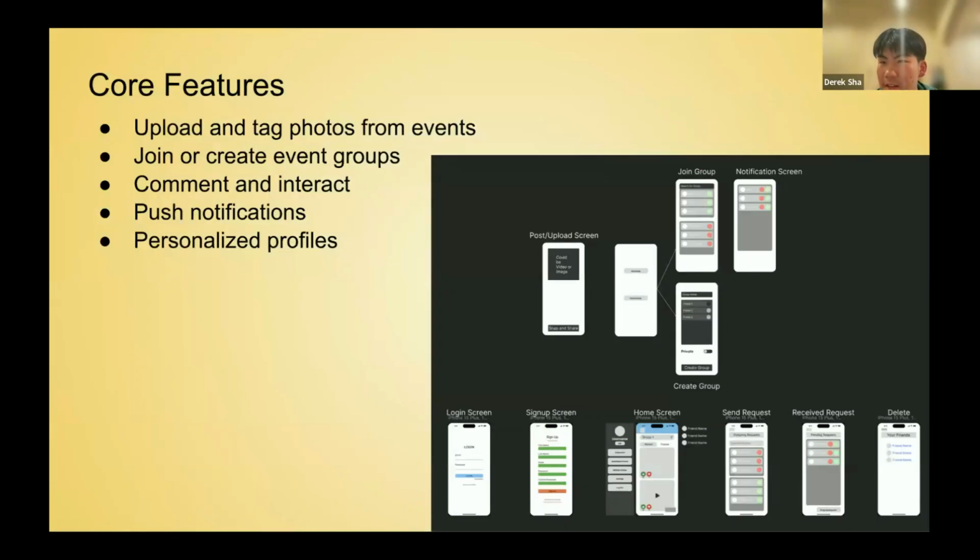All right, now moving on to the app's core features. MemoLens offers the following key features. You can upload and tag photos, making them very easy to organize. You can also join or create groups, whether for a school event, a club, or a grade level. You can interact with other students through comments and reactions. You also get notifications when new content is posted. And finally, you can have your own customizable profiles.